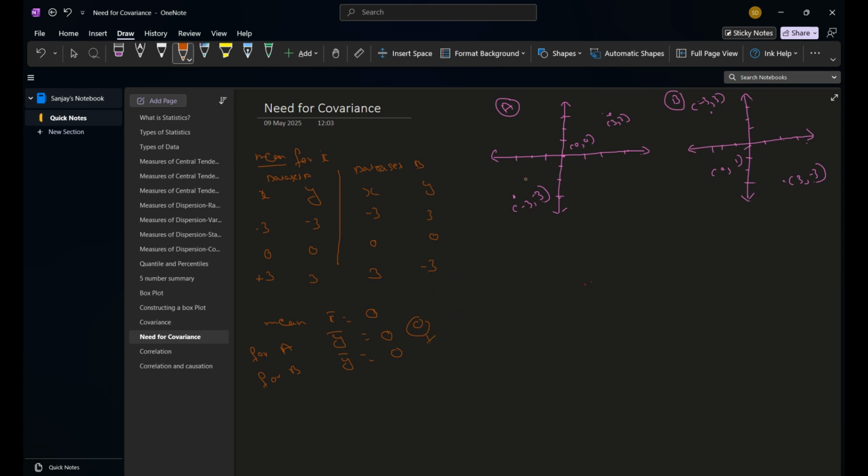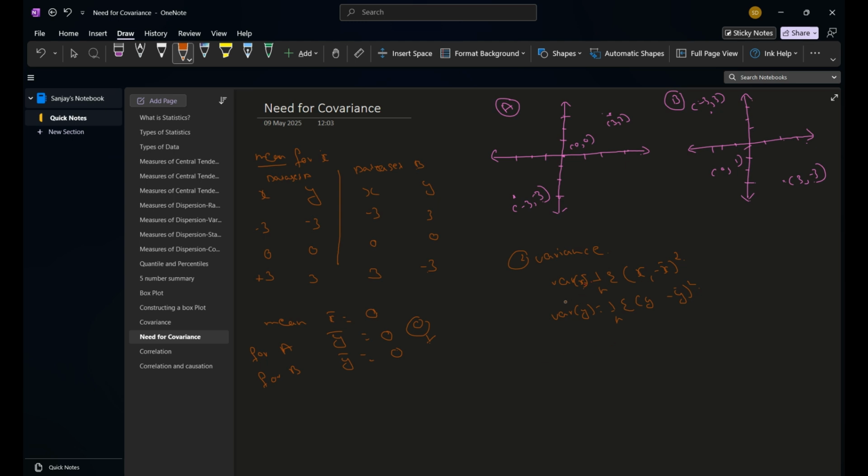So here we can see that even though the mean is the same, we have different nature of the data in the graphical. So let's calculate the variance in the second. The formula of variance is 1 by n summation of (xi minus x bar) whole square, with respect to x, and the variance of y is the same: 1 by n summation of (yi minus y bar) whole square.